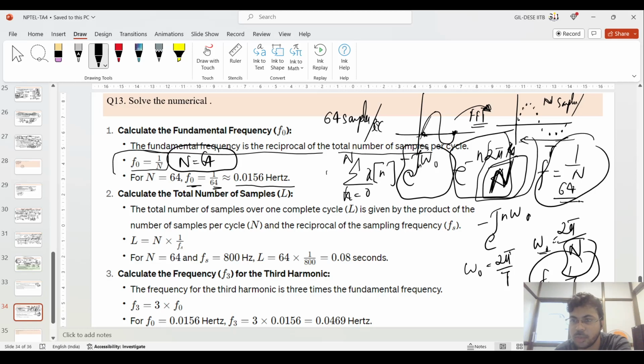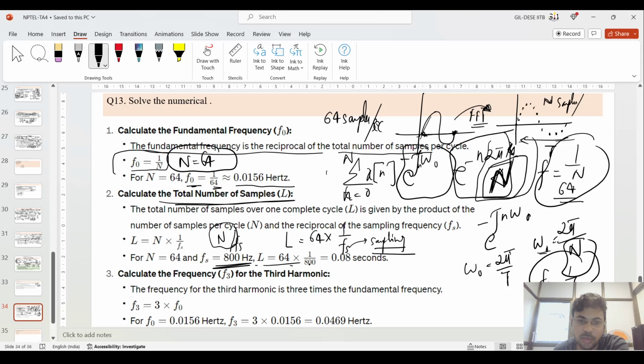It means that the frequency of the signal will be 1 by n. So if you are getting 64 samples per second, the frequency will be 1 by 64, which means 0.0156 Hz for sampling this signal. And in the second part, that is the total number of samples, n. This will be n times 1 upon fs, because you are transmitting n samples per second. So L is equal to 64 multiplied by 1 upon fs. 1 upon fs means the sampling rate.